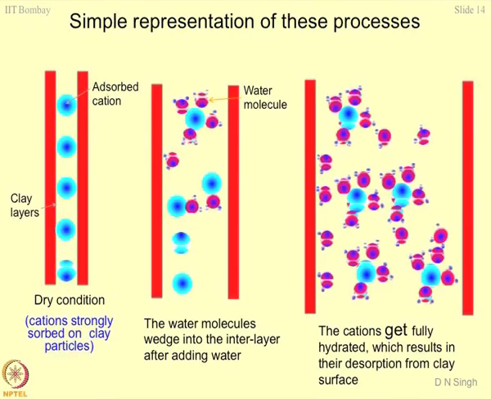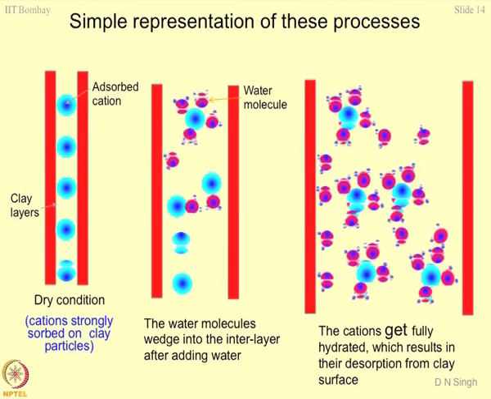Now this is the slide which shows these processes in the simplest possible form. You have the clay layers in which the cations are getting locked or packed. So they are strongly sorbed into the system when the system is dry. You add water to this, there is a hydration going on and there is a detachment from the surface of the clay. And you keep on doing this process, if you add much more water, what happens? All of these ions are free to come out.